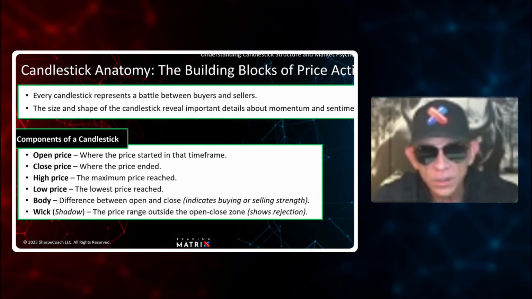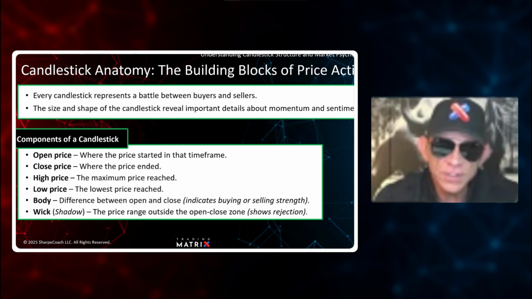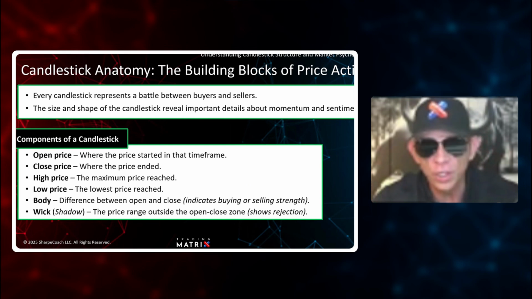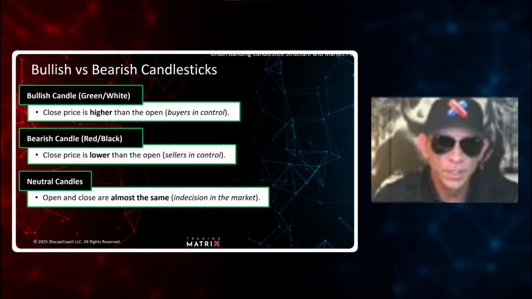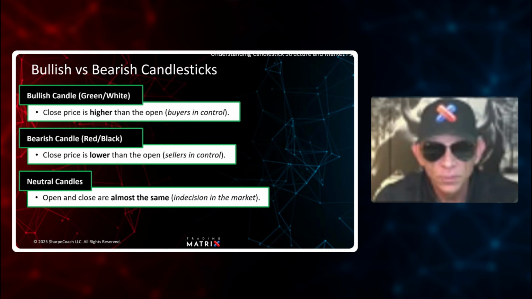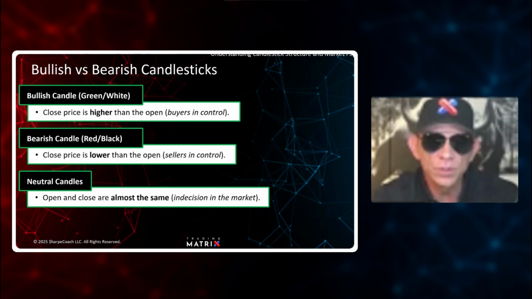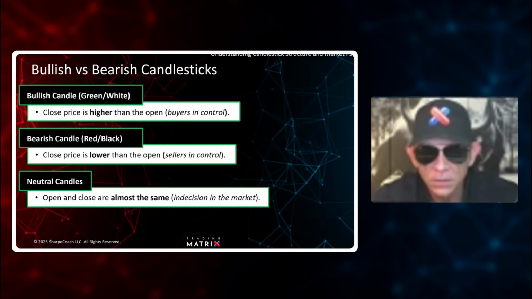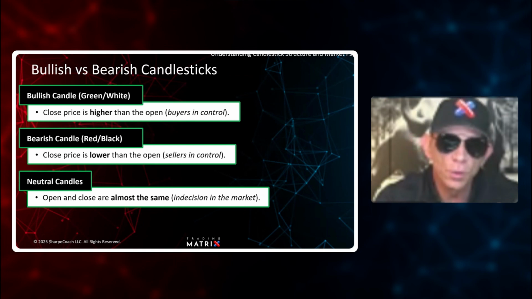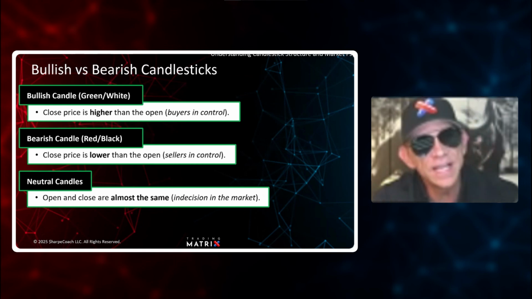And we have the wick or the shadow. This is the price range that's outside the open to close zone, and it shows rejection. You can configure these however you want, but in general, bullish candles are either green or white. The closing price is higher than the open. This tells us that buyers were in control. Bearish candles are red or black. This is because the close is lower than the open and tells us that sellers were in control.